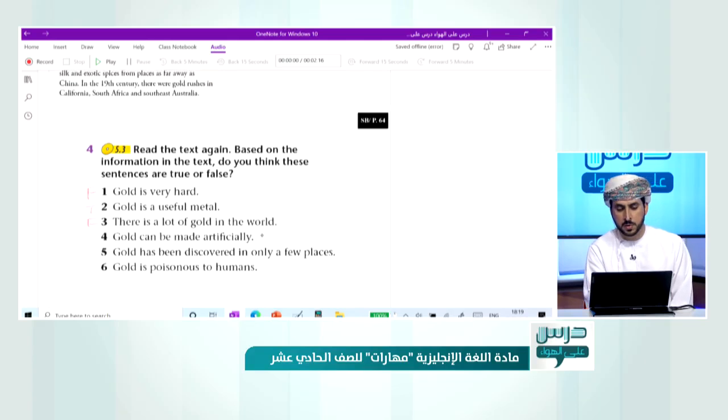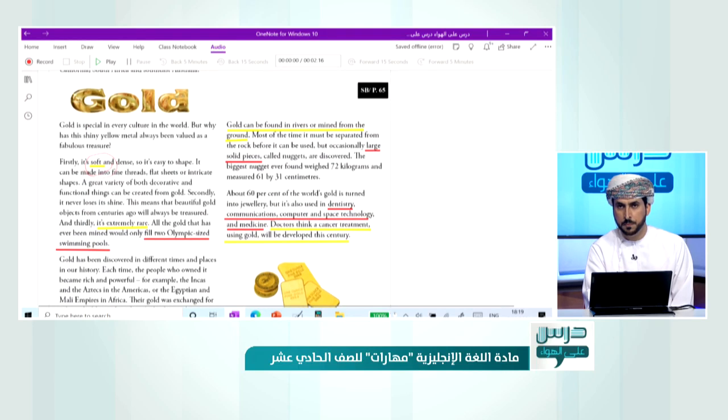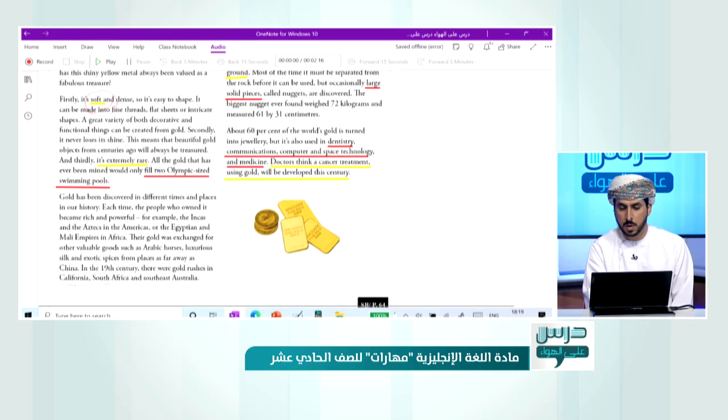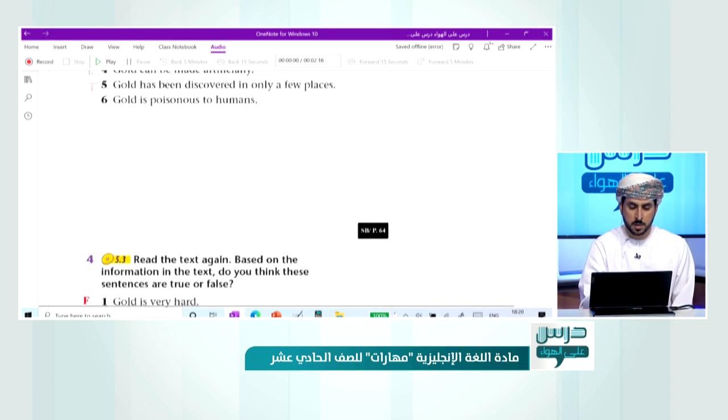Gold can be made artificially. I think this is also wrong, because it can be found in rivers or mined from the ground only. So, false. Gold has been discovered in only a few places. True, because these are the places mentioned here. The last one, gold is poisonous to humans, means it can kill people, but the answer is false, because doctors think a cancer treatment using gold will be developed this century, and this is the answer of this question.